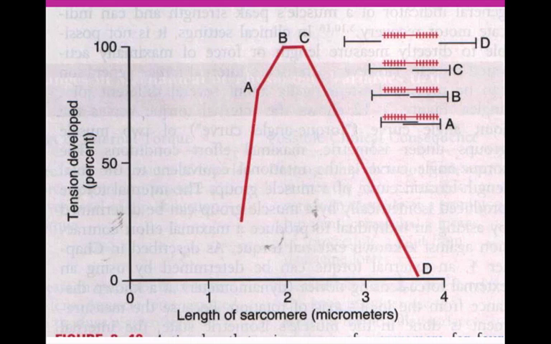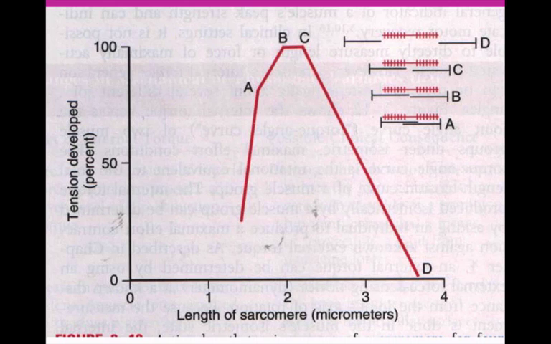Between B and C, this is called the plateau region. This is often referred to as optimal length for the muscle. Although, as we're going to see here shortly, optimal length is slightly longer than resting length. In this situation, all of the actin binding sites are available to the myosin heads, and so the maximum amount of tension can be generated.